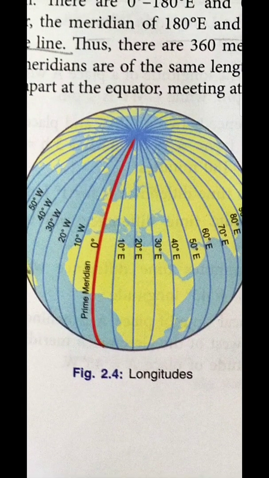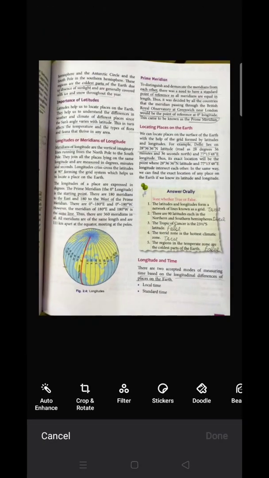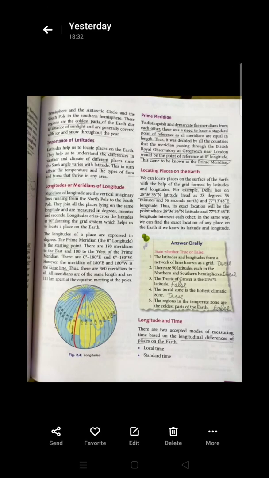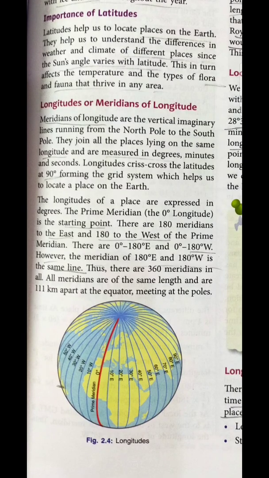So what is included in the longitude? Firstly, let me show you how the longitudes look. As you can see, the latitudes are the lines drawn like this. But on the contrary, when you look at this diagram, the lines going like this represent the longitudes. So today we are going to understand in detail about a longitude, or meridians of longitude.